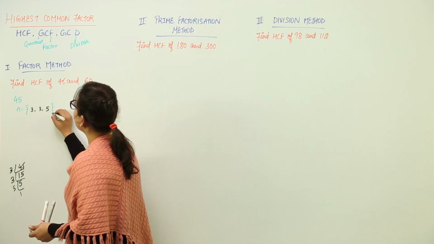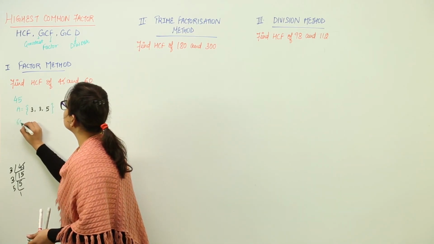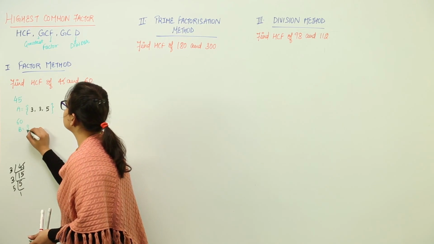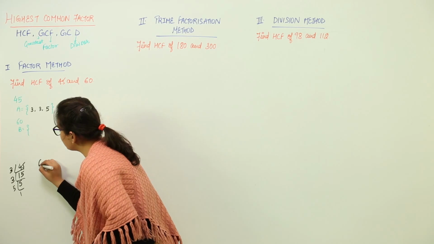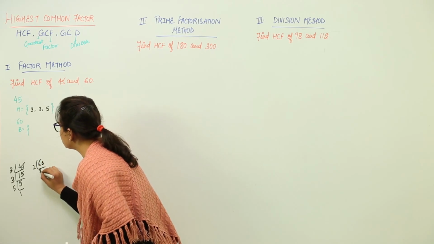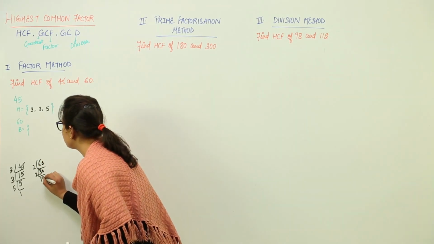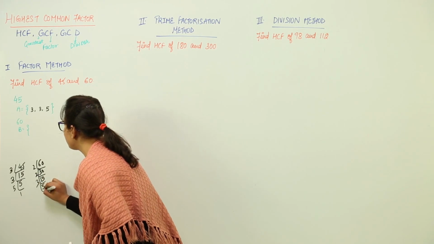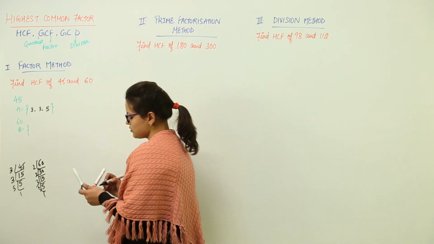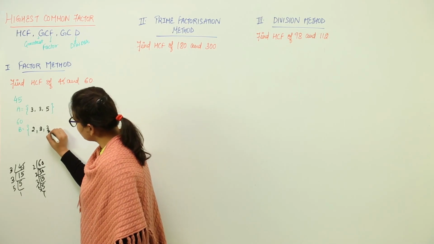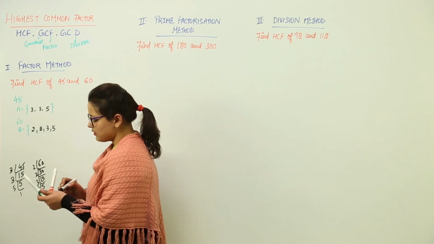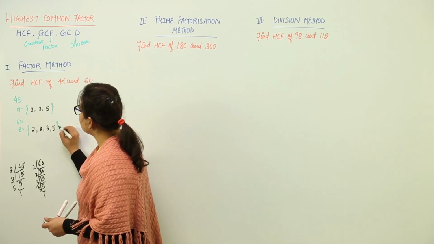Similarly, we are going to find the factors for 60, which will be represented as the elements of B. Let us find the factors of B, that is the factors of 60. 2 3s are 6, then 2 15, 3 5 and 5 1. Now we will close this. We have got the two sets.